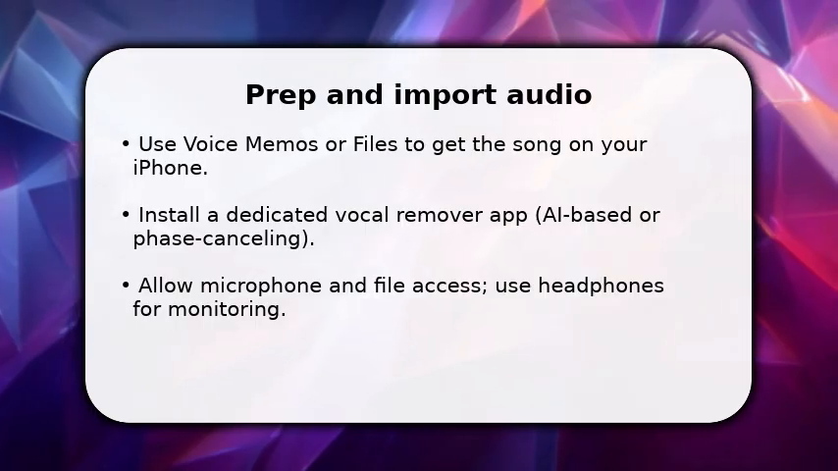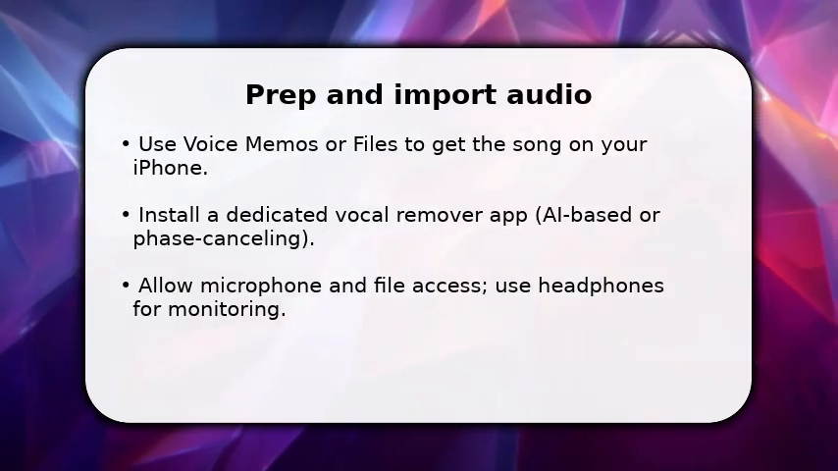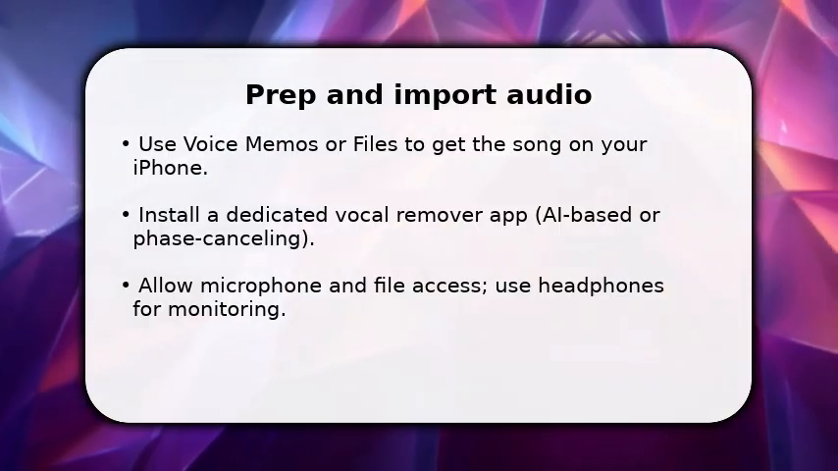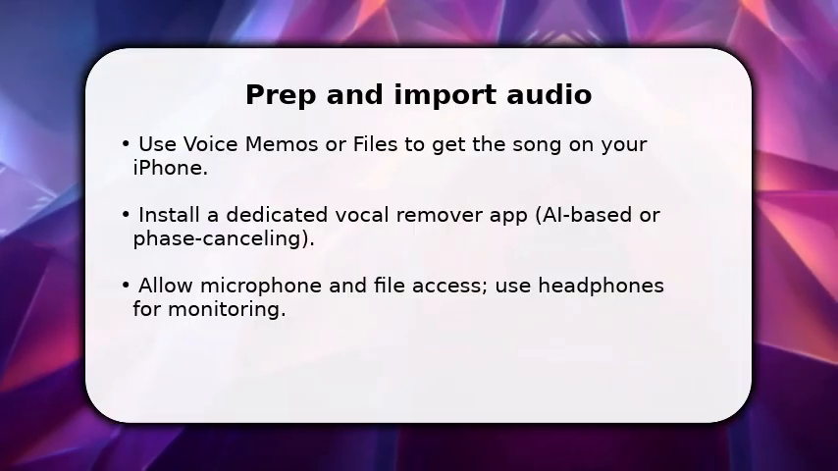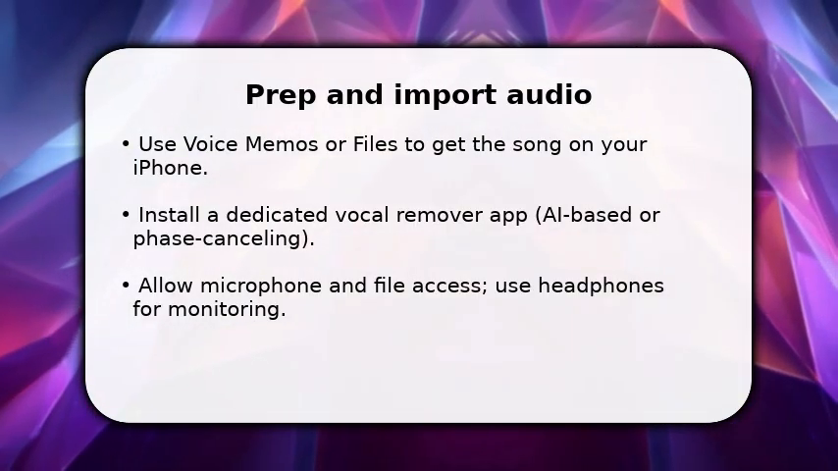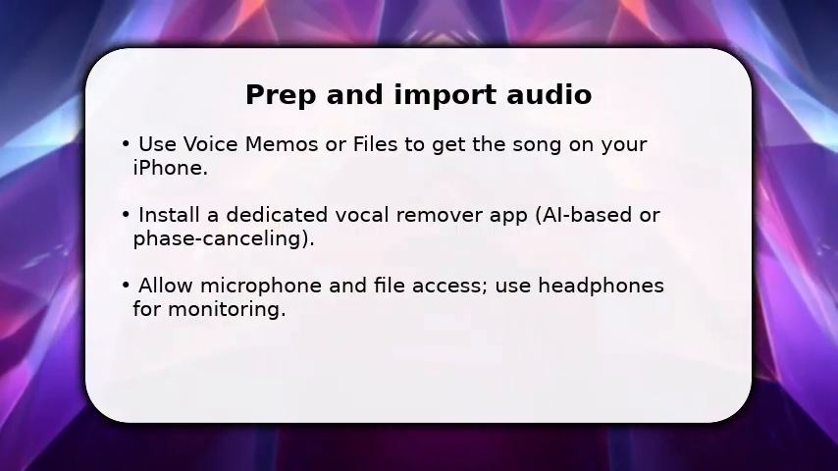Choose the AI or stereo phase cancel method the app offers. Once done, choose the highest quality import setting. This preserves stereo info the removal relies on. You'll now be ready to run the first processing pass. Keep headphones connected to hear differences immediately.